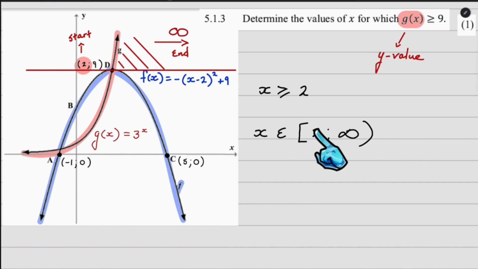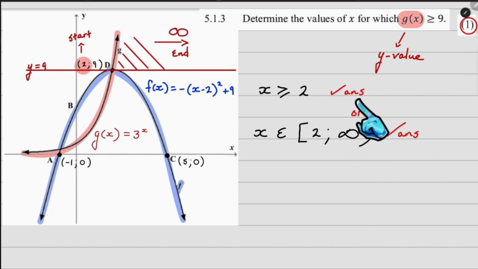So it's really up to you. You must write this or this. Do not write both. Just use the one that makes more sense to you. And the 1 mark just solely comes from the right answer. So it's all or nothing with this question.